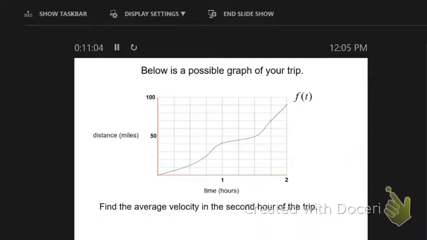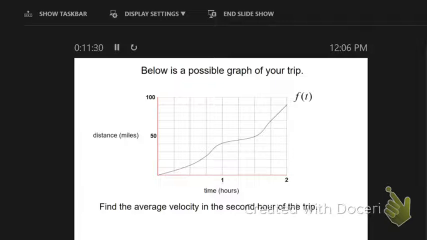Okay, now let me show you how you do that again. This is the same trip that we were talking about before. Okay, but read the question very carefully. Make sure you pay attention to whether it says average velocity or instantaneous velocity. Average velocity will be slope of secant using endpoints. Instantaneous velocity is slope of tangent. All right, let me show you what that means.